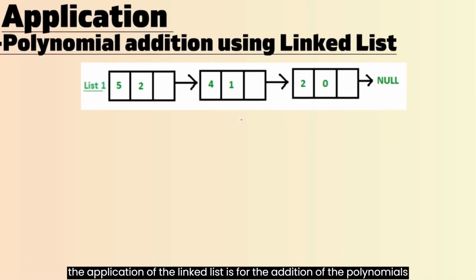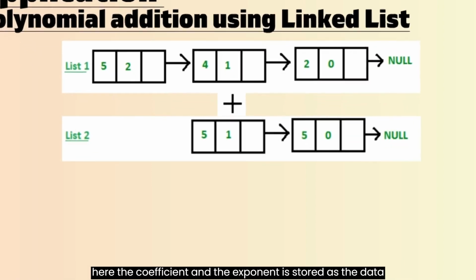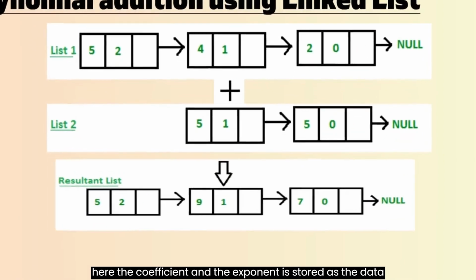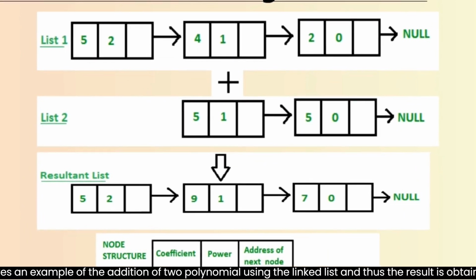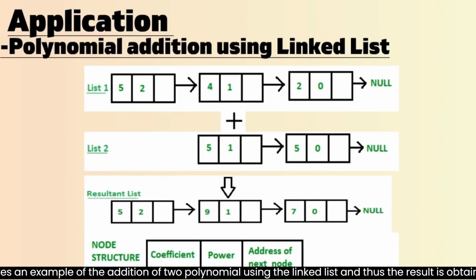The application of the linked list is for the addition of polynomials. Here the coefficient and the exponent are stored as the data. Here's an example of the addition of two polynomials using the linked list, and thus the result is obtained. Ta-da!